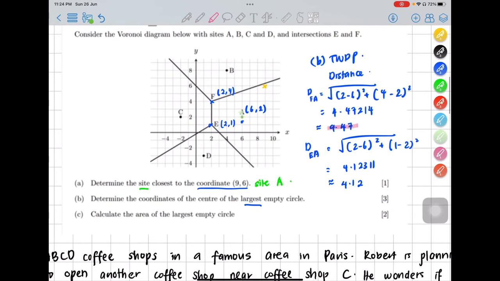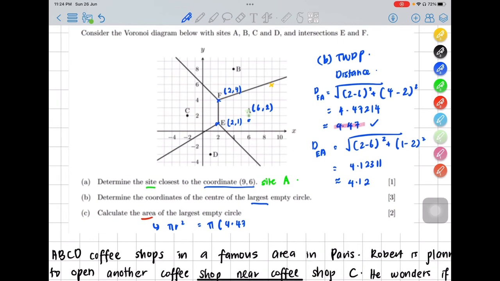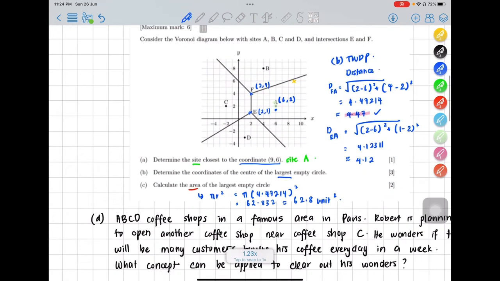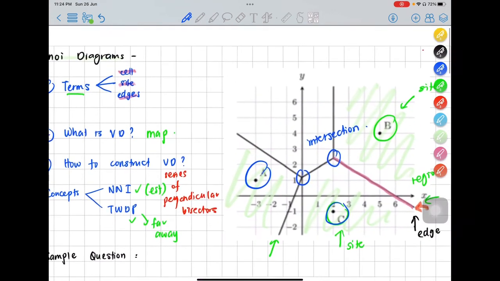Okay, so calculate the area of the largest empty circle. So for the area, this is where we apply the formula pi r squared. By applying this formula, we put in the radius that we have gotten from the previous question, which is 4.47214, and the answer will be 62.832 or 62.8.